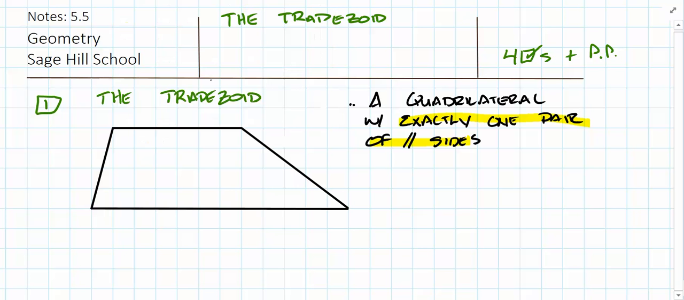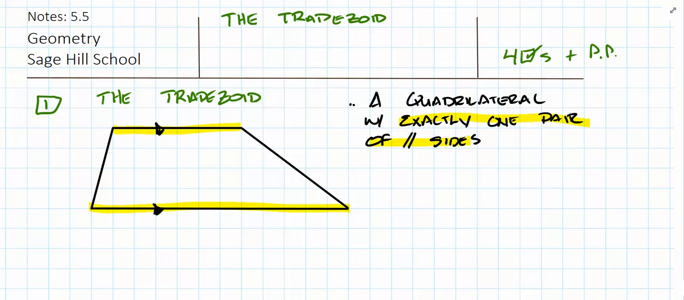So in my picture, this right here is the 1 pair of parallel sides. Notice that the other 2 sides are not parallel, right? If they were, it'd be a parallelogram. So this is our trapezoid.